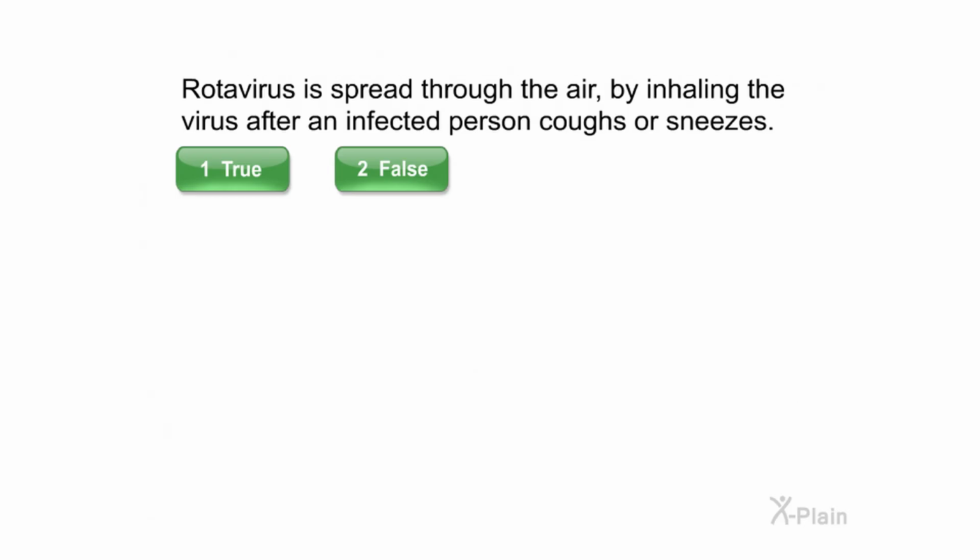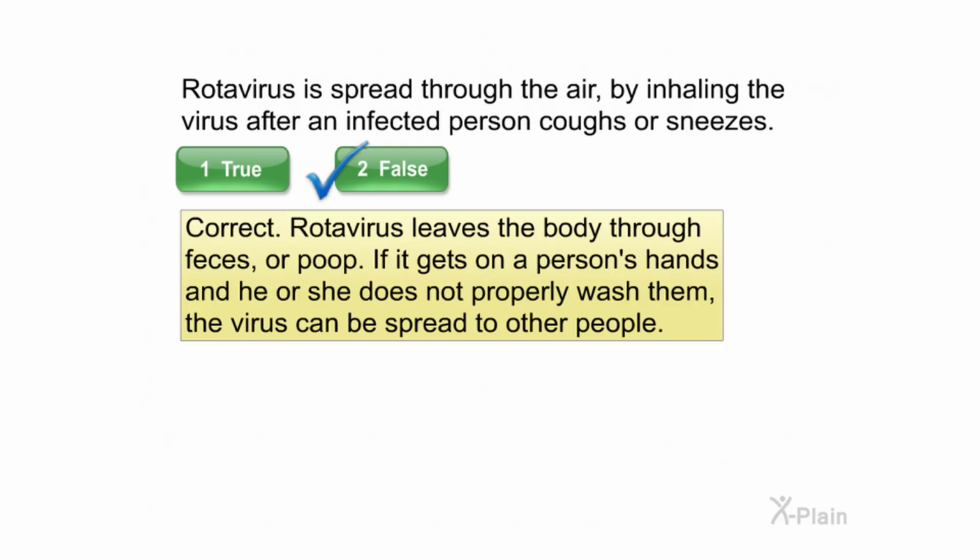Rotavirus is spread through the air by inhaling the virus after an infected person coughs or sneezes. Select true or false. Correct. Rotavirus leaves the body through feces or poop. If it gets on a person's hands and he or she does not properly wash them, the virus can be spread to other people.